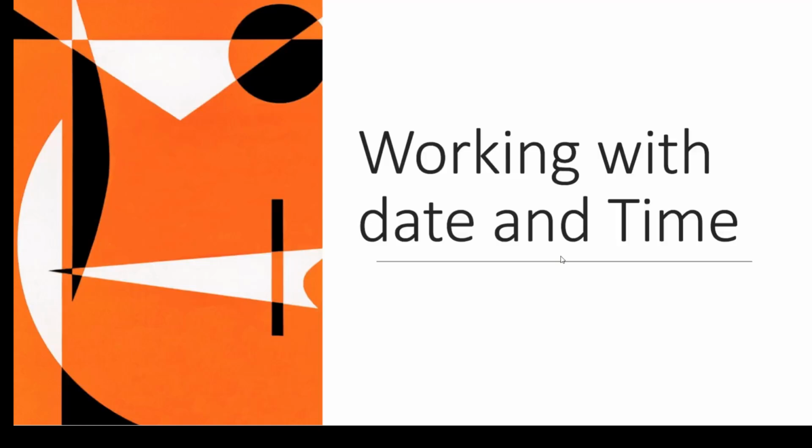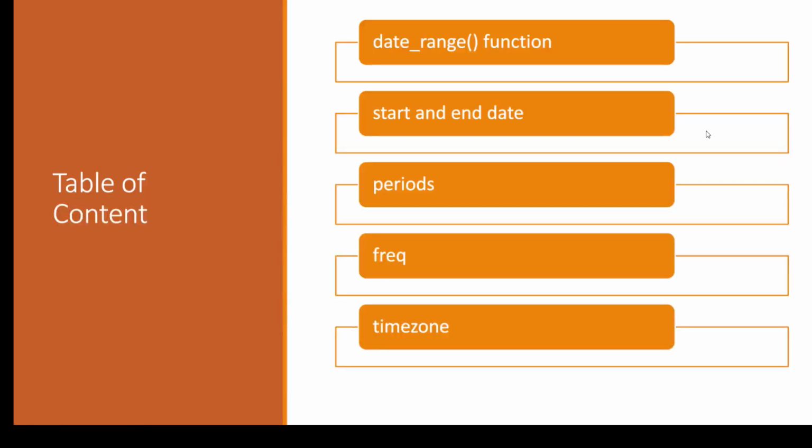In this video, we are going to learn about how to work with the date and time in Pandas. Pandas provides a built-in function with the name date_range, which allows us to convert these strings into a date format in Pandas. It accepts the following parameters: the start date and end date, periods, frequency, and time zone. So let's jump into our Jupyter notebook to see all of this in action.